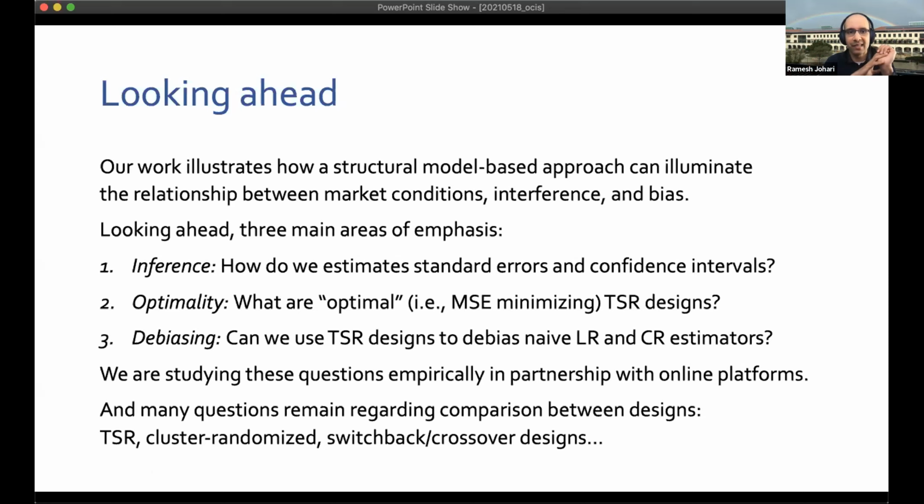And let me turn it back to Dominic and Guillaume. Maybe you can tell us what next steps you want to take from here. Thanks for the nice talk, Ramesh. Yeah, I think we could maybe take one quick question before we switch to the discussion.